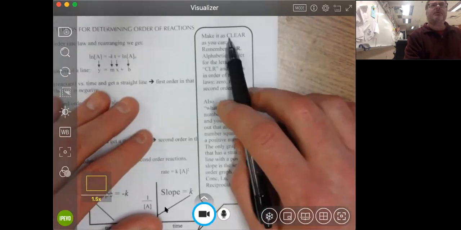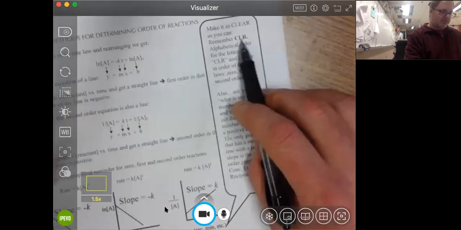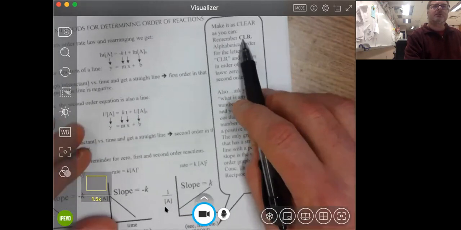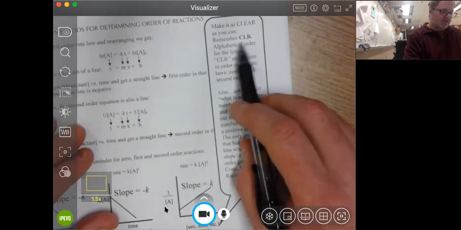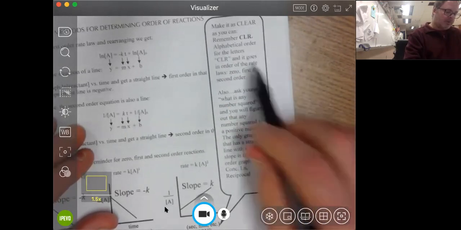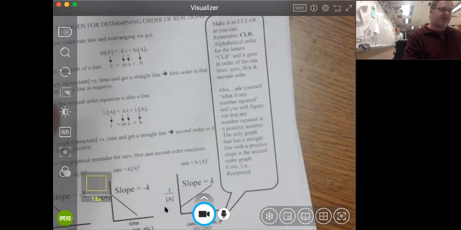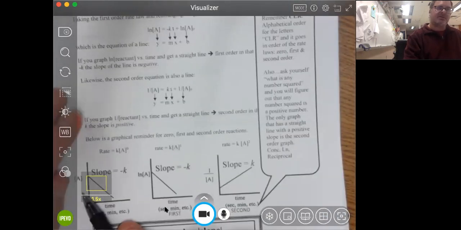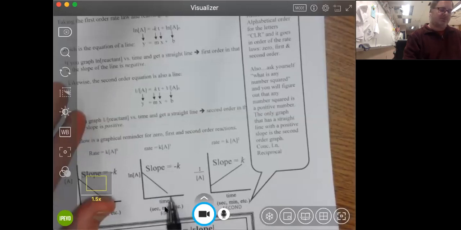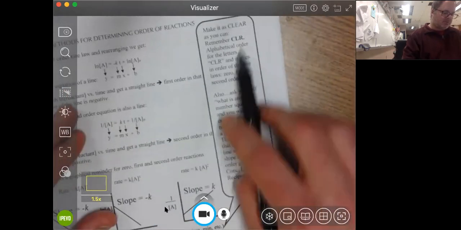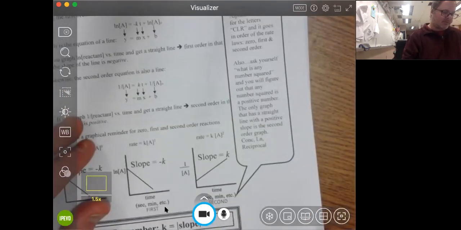But here's a little reminder for you. Concentration, natural log, reciprocal. Keep it clear. Concentration is zero order. It's just the concentration to time. The natural log is first order, and the reciprocal is second order.